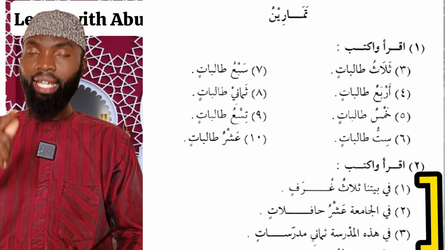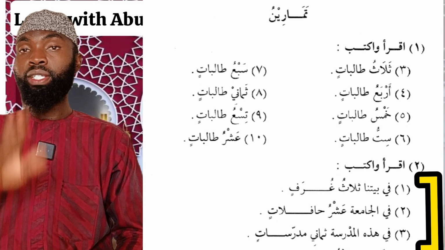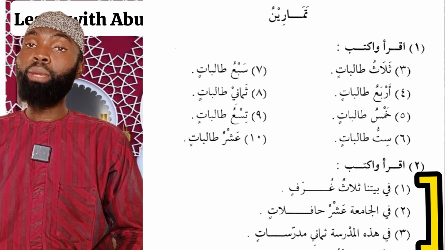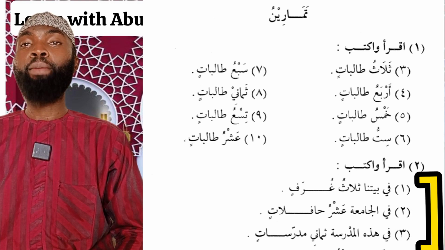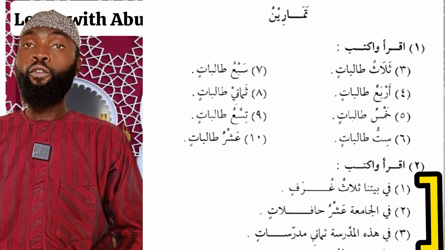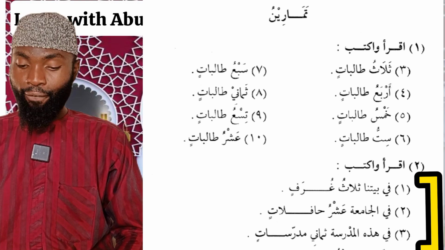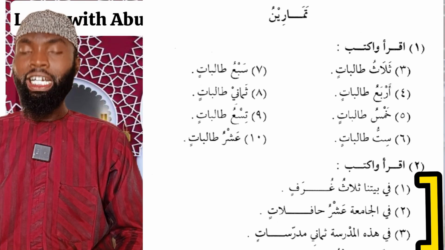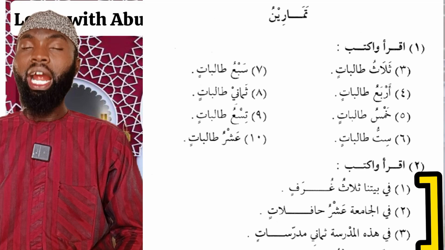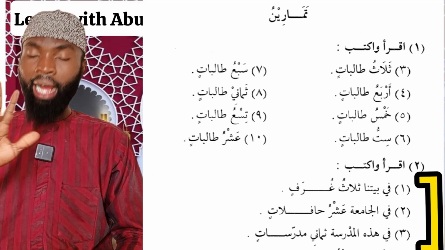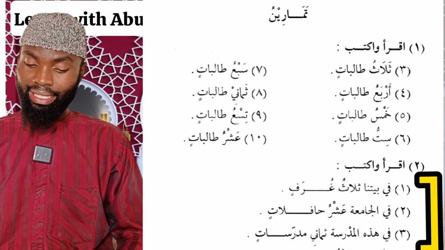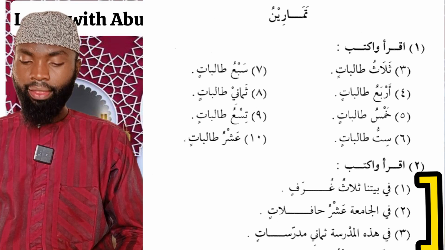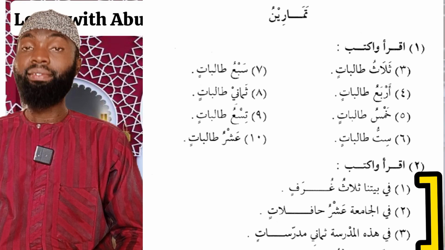At Tamrin of exercise number 2, the instruction says, Iqra, work to read and write again. Fi baytina thalathu ghurafin. In our house, there are 3 rooms. So why do we say thalathu and not thalatun? Because ghurafatun is a feminine word, and the plural form of ghurafatun is ghuraf. Therefore, we say thalathu ghurafin.